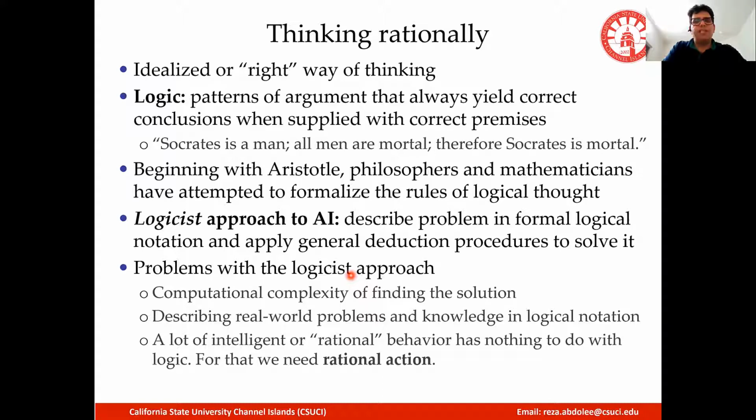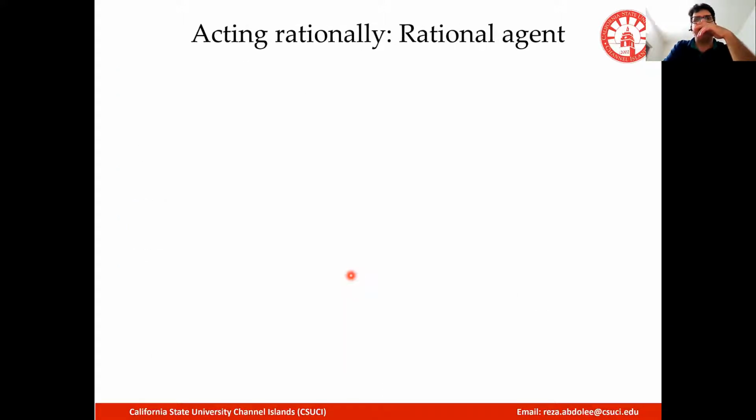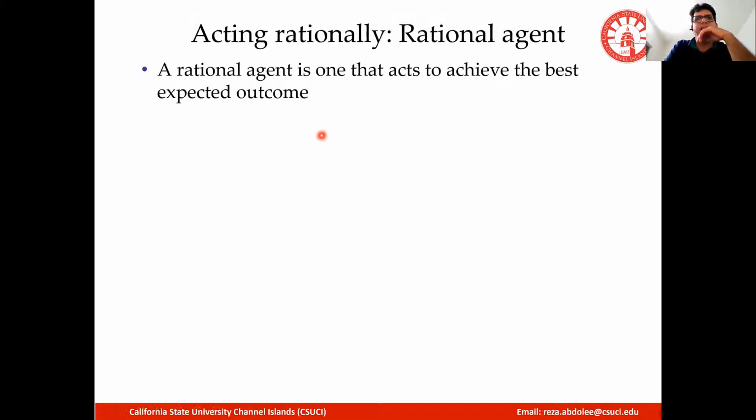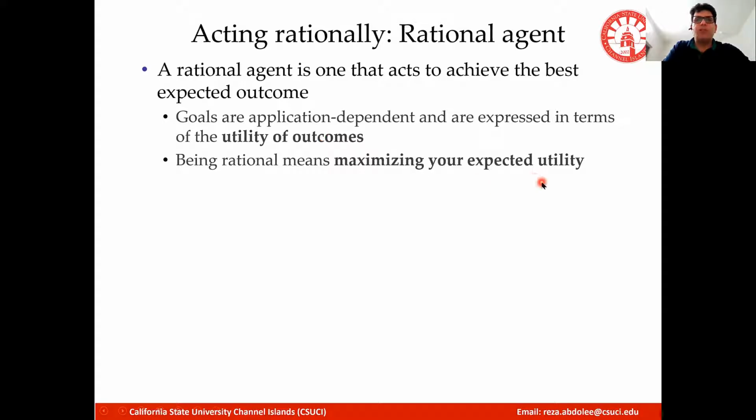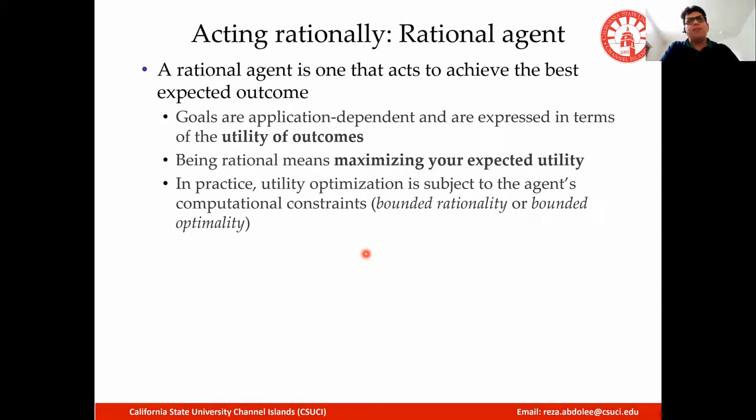So what is the solution? For this, we need an agent that acts rationally. So therefore, we come to the rational agent. A rational agent is one that acts to achieve the best expected outcome. Basically, you as a scientist are going to design a machine based on the delivery of the outcome. So you try to maximize the expected utility for your machine. Being rational means that.